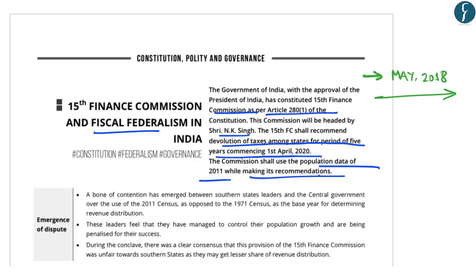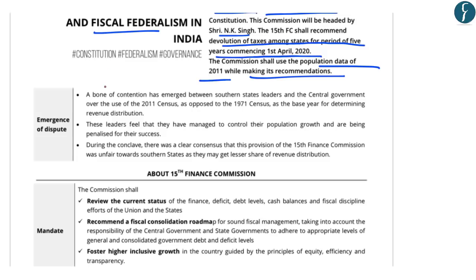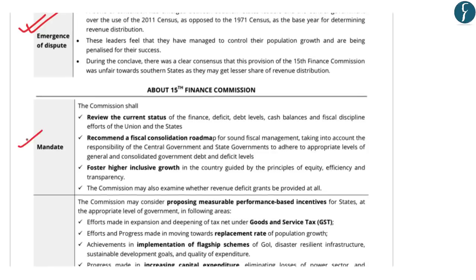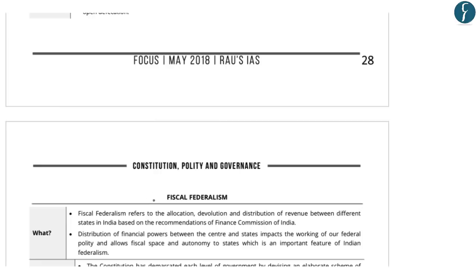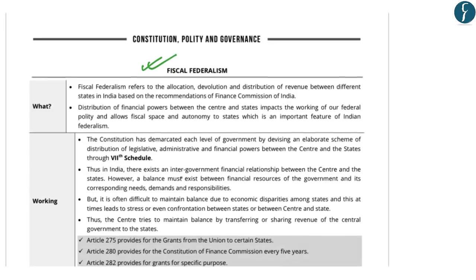So we understand that all the contentious issues were highlighted in this particular article which appeared in the Focus magazine in the May edition of 2018. Further in this news, we also covered the emergence of certain disputes, mandate of the 15th Finance Commission, terms of reference of this 15th Finance Commission which was asked by UPSC, and also certain issues with respect to fiscal federalism, where it says that fiscal federalism refers to the allocation, devolution and distribution of revenue between different states in India based on the recommendation of Finance Commission.